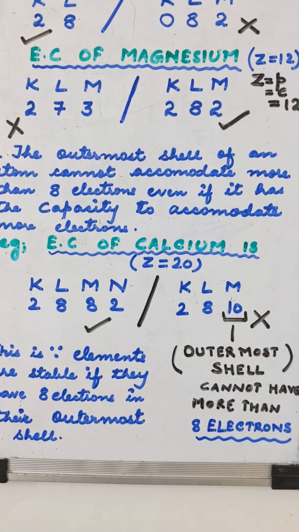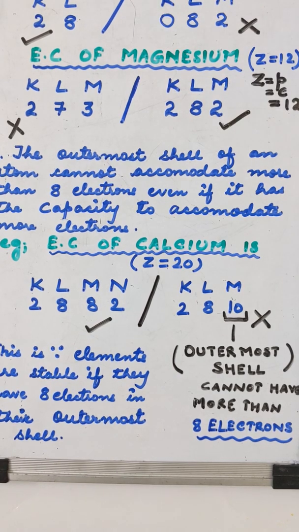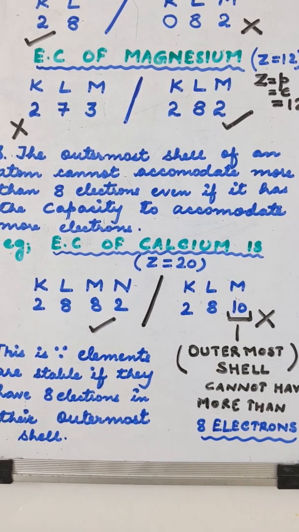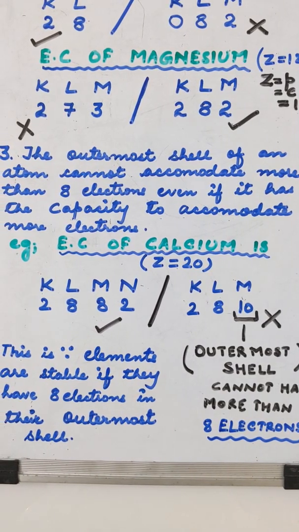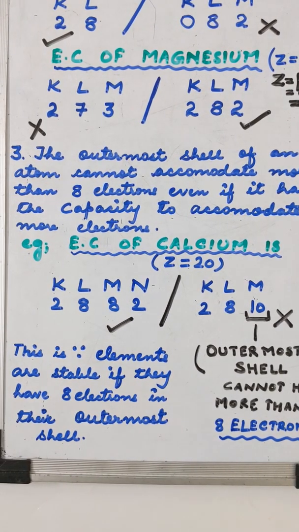Let's take the example of magnesium. Its atomic number is 12. So its configuration is going to be 2 electrons in the K shell, that is maximum 2. Maximum 8 electrons in the L shell and we are left with 2 more electrons which will move on to the M shell. So 2 plus 8 plus 2, the total comes out to be 12, is going to be the correct configuration.